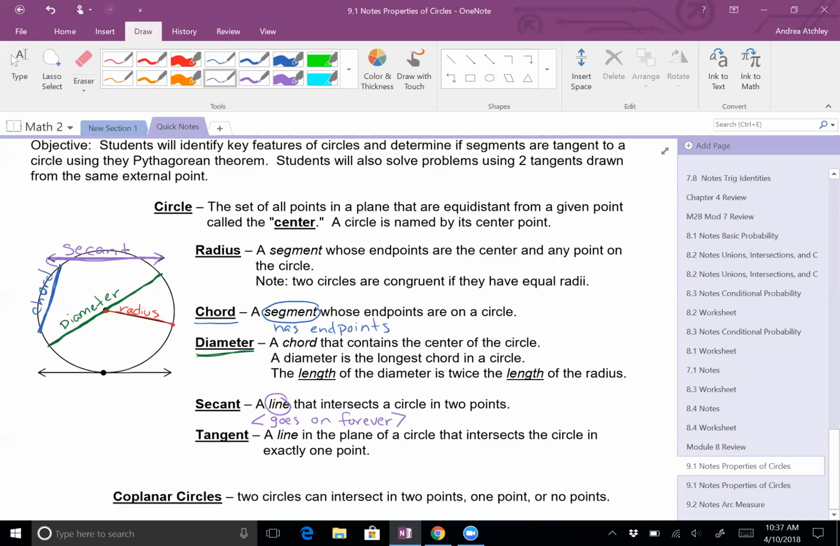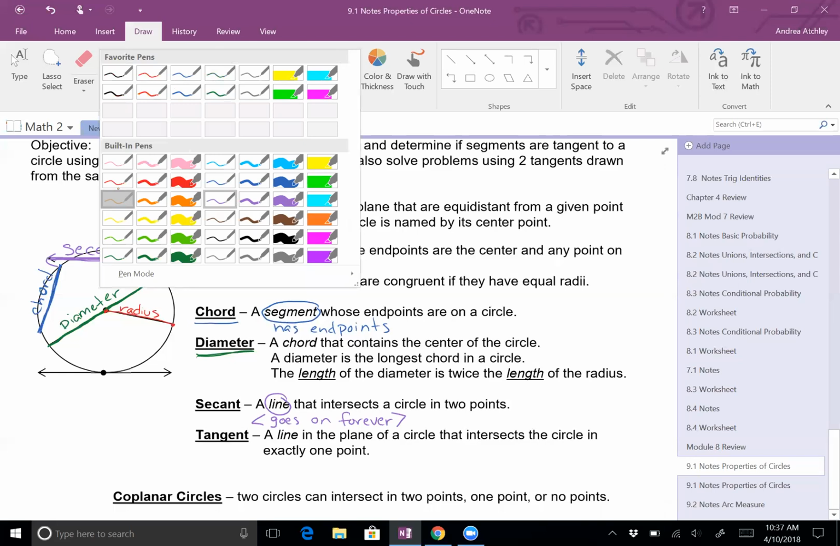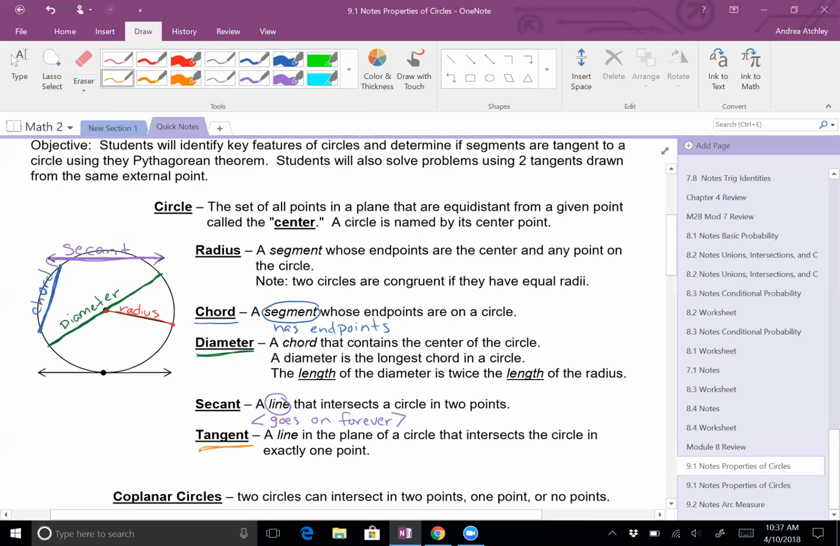Okay, a tangent is a line in the plane of a circle that intersects the circle in exactly one point. It can only hit the circle in one spot. So this right here is my tangent.